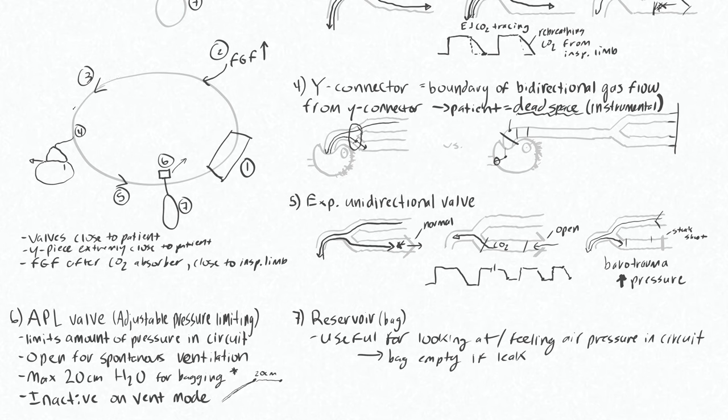Really, the only other things in the system that we haven't talked about, things like filters, there's going to be the scavenger, which I think I alluded to, but that's what happens after this APL valve, so that you're not just throwing off your waste anesthetic gas into the OR. Your sample line, which I've actually shown, but we're not considering it part of this, and the ventilator. So I'll talk about ventilator types in the next video and how to use them as well.